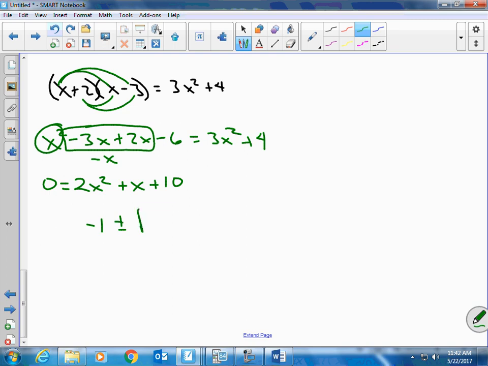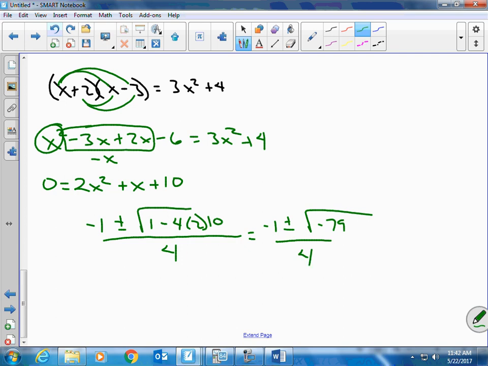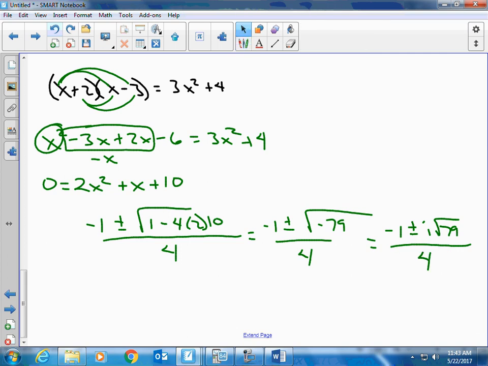Negative b plus or minus the square root of b squared minus 4 times a times c all over 2a, which gives me negative b plus or minus, I see 80, I see a negative 79. This one doesn't simplify a whole lot. All right, that is the quadratic formula. Simple in concept, but there's lots of ways that it can be used.